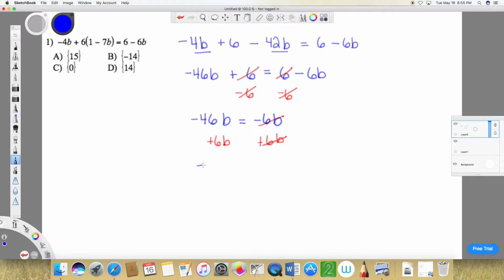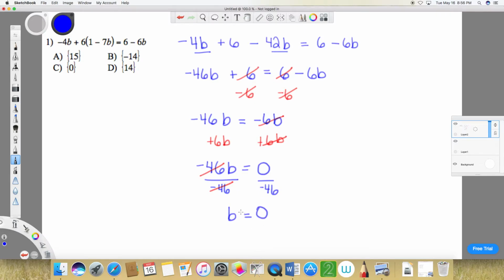On the left-hand side, we've got negative 46 times this number b is equal to 0. Well, it should be pretty obvious now what b has to be, but let's divide both sides by the number that's in front of b. And negative 46 divided by negative 46 is just 1. So on the left-hand side, we have 1b is equal to, and 0 divided by negative 46 is just 0.